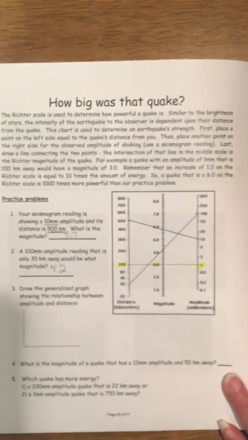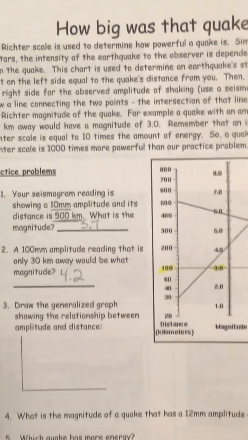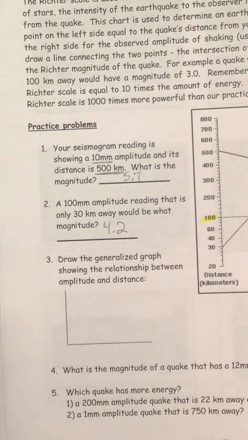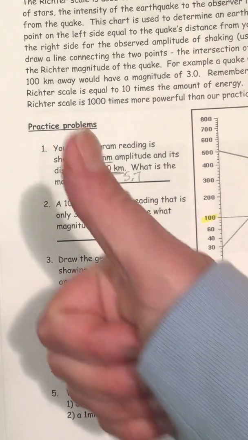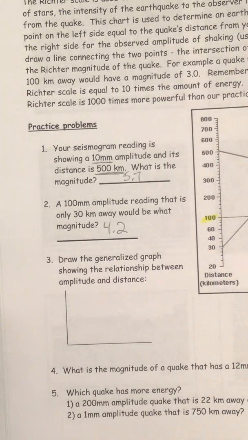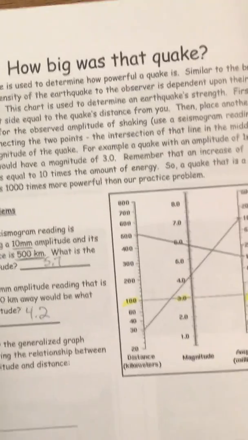But thinking about this, what is the generalized relationship between the amplitude and the distance from the quake, the distance to the epicenter? So we think of it as a relationship statement. As the distance from the epicenter increases, as you get further and further from the epicenter, what is your seismograph going to do? Is it going to shake more or less? If you're right near the earthquake, the ground's going to shake like crazy, right?